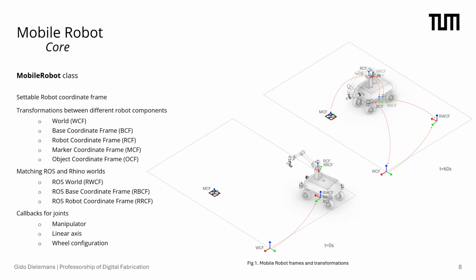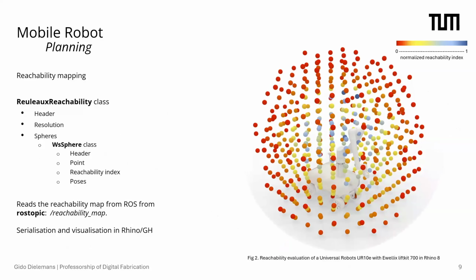Now, where we actually want to place the robot is a very important question. For that, there is this reachability evaluation that is now also listed in COMPAS, I saw. However, this is an implementation directly from ROS. So here we're just listening to a topic after a reachability map has been generated by the Reuleaux ROS package.